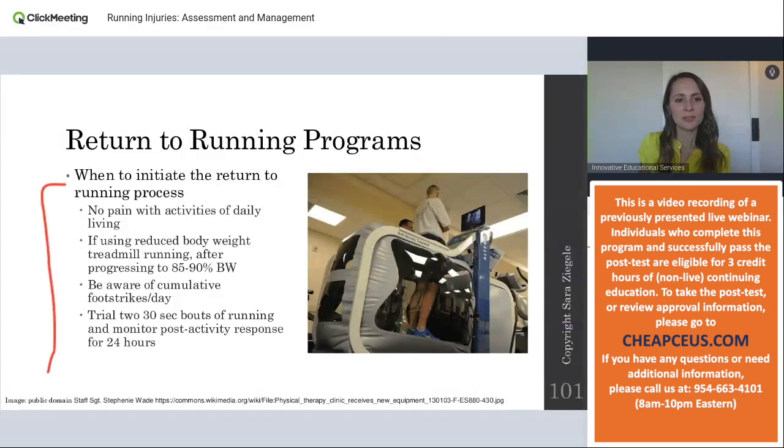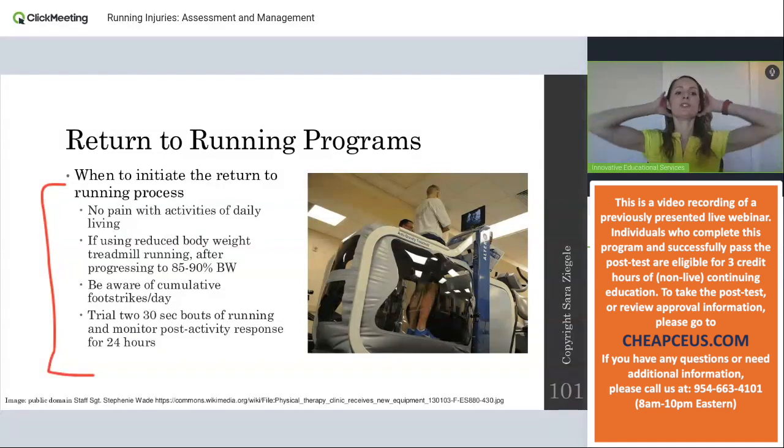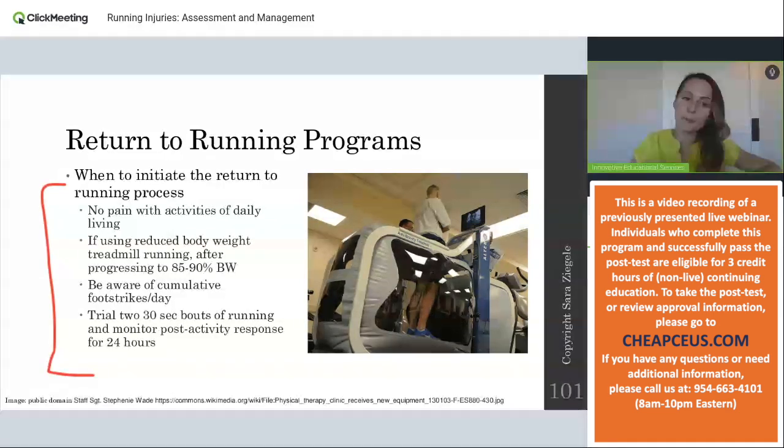The question we all need to be asking with our patients is, when is it appropriate to start this return to running program? So how do we know? We talked about this in the stress fracture section, where we want 5 days of ADLs with no pain. Let's really expand upon that.